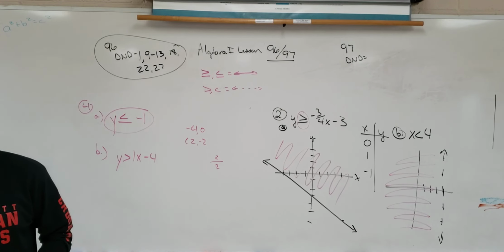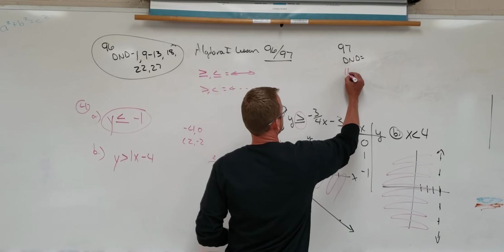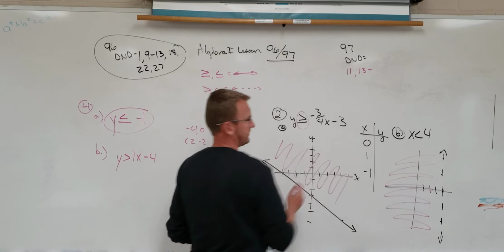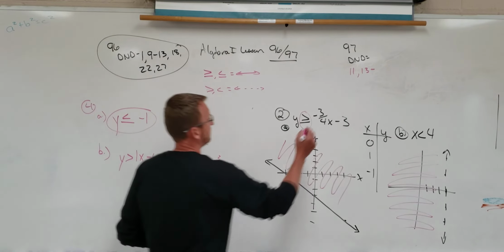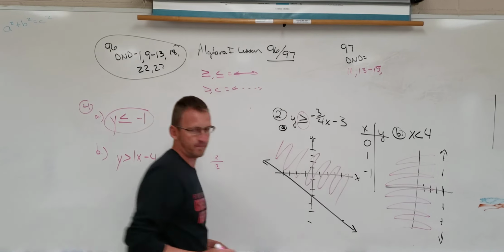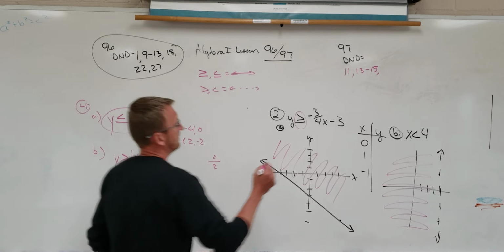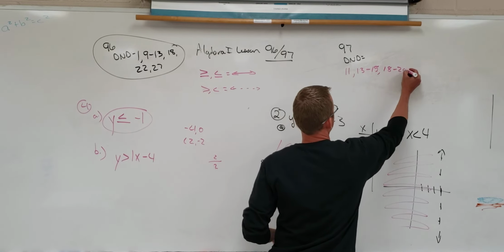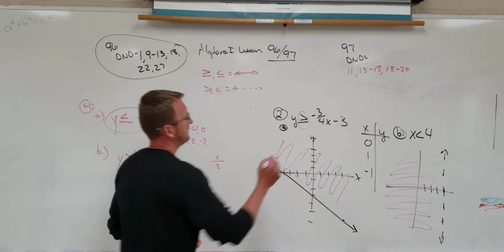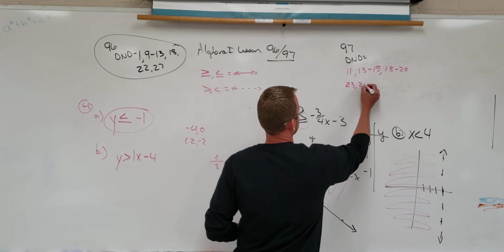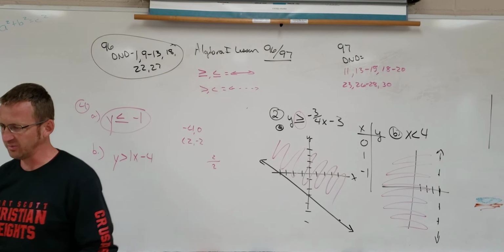Here we go on the ones you don't do for lesson 97. 11, and then 13 through 15, you don't do. And then we skip over, you don't do 18 through 20. And then we cross out 23, 26 through 28, and 30. So those are the ones we don't do.